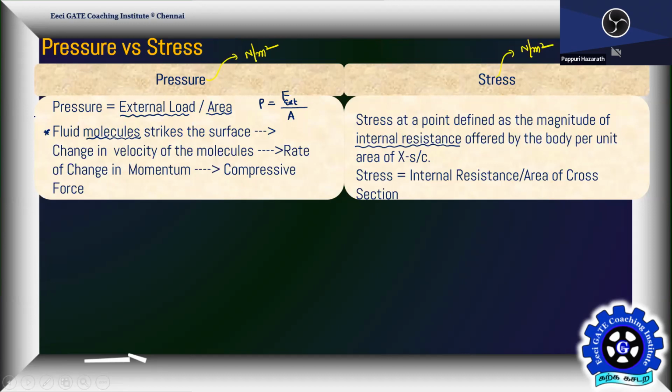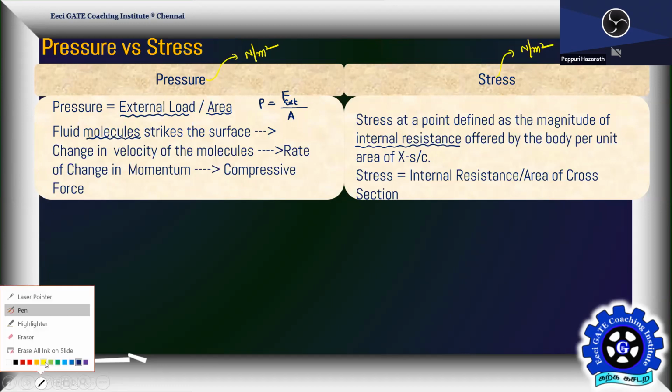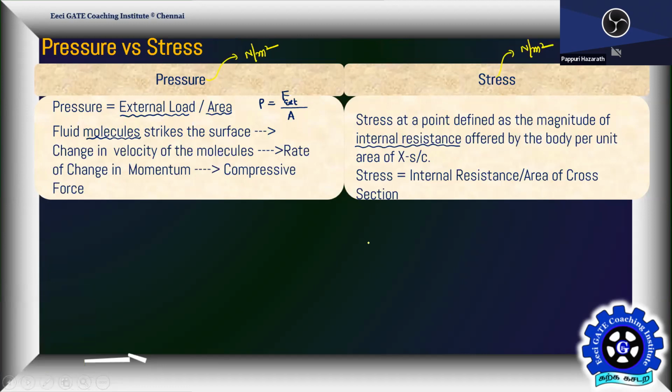If you give this definition, you will definitely be selected in that particular company. I repeat this. How to give a different definition for pressure? See here. Some particular surface is there. Fluid molecules are here. Pressure is associated with the fluid molecules. Listen, every statement is important.